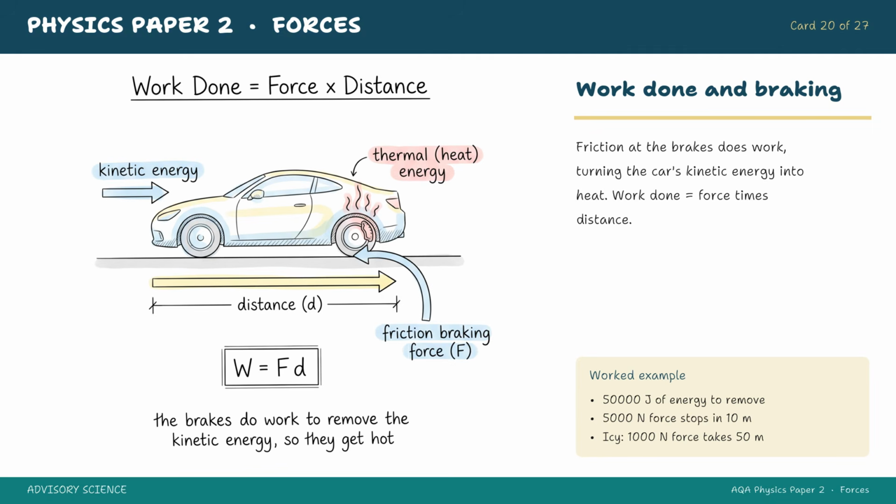But if the road is icy, the tires slip and the friction force drops to only 1,000 newtons. 50,000 divided by 1,000 means the car now takes 50 meters to stop. Because the force dropped, the braking distance multiplied just to transfer the exact same amount of energy. So the brakes get hot, and the faster you're going, the longer the braking distance.